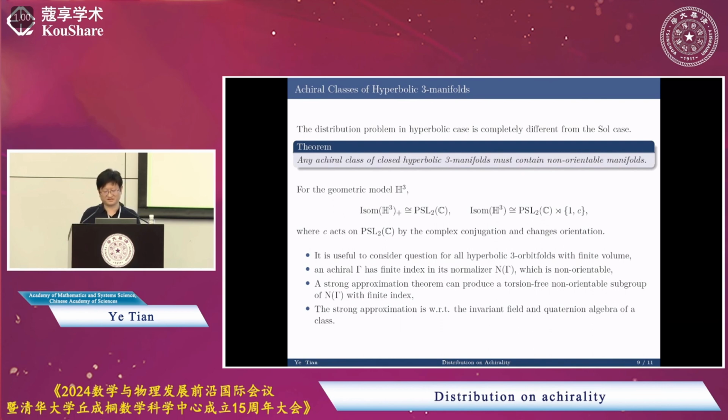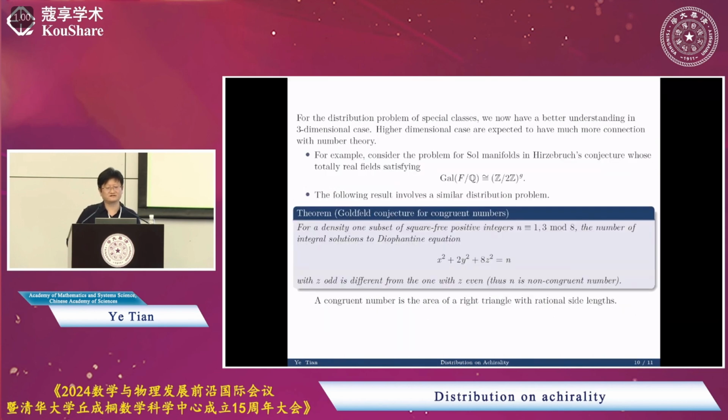So the proof is quite subtle. Now, for the distribution problem of special classes, we now have a better understanding in the three-dimensional case. How about the higher dimensional case? We expect the higher dimensional case will involve much more connection between number theory and topology.